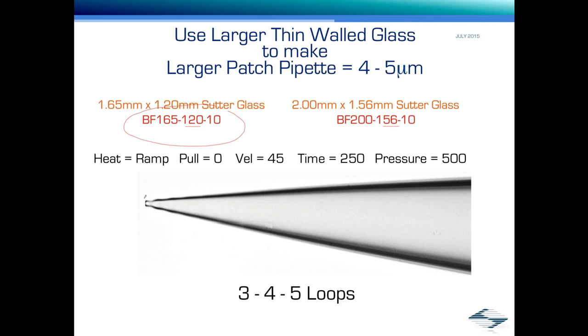And I can loop about 3 or 4 times, and I can get a 3, 4, 5 micron tip and a really nice low resistance, down at maybe 1 or even under 1 megaohm. And it seems to work really well with a 2.5 by 2.5 box filament. This is something you might want to consider using. You're going to have to change the gasket in your headstage to accommodate this larger OD of glass right here. But if you really need a large patch pipette, you're going to want to use that 1.65 or that 2mm by 1.56 somewhat thin-walled larger glass.